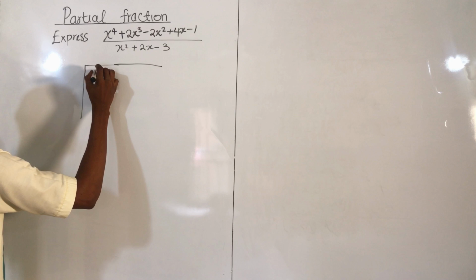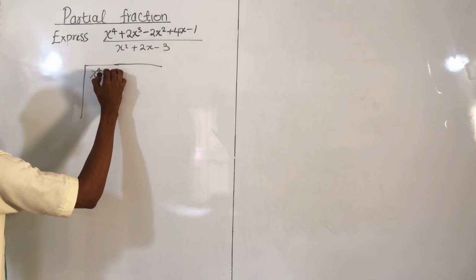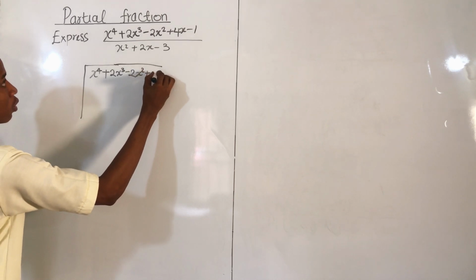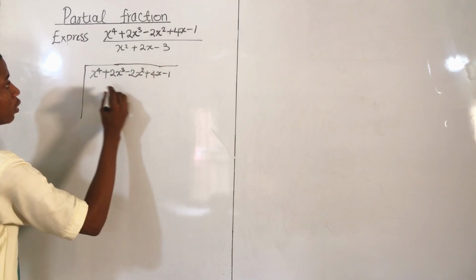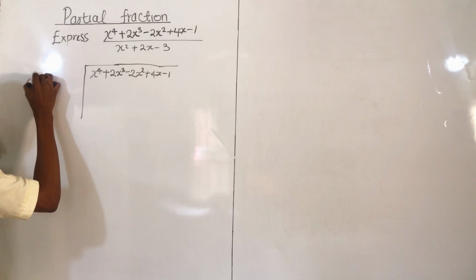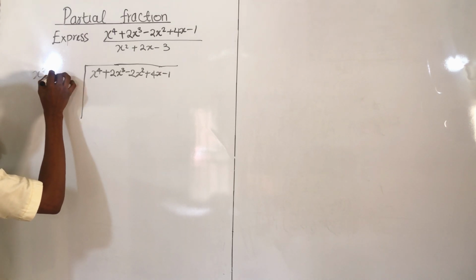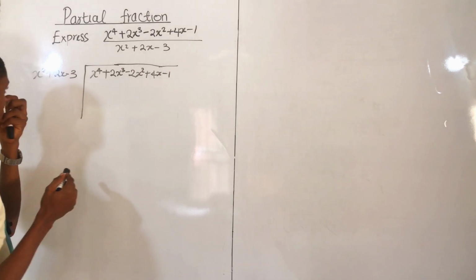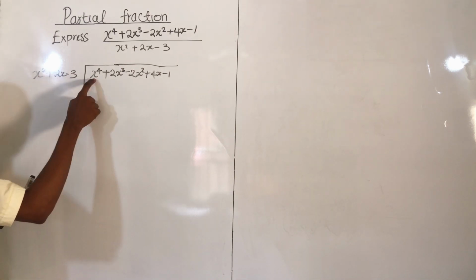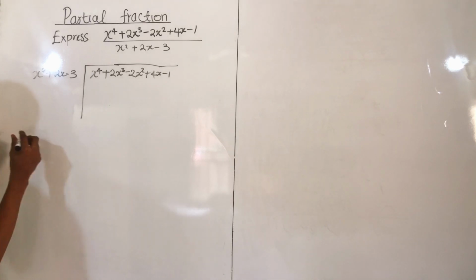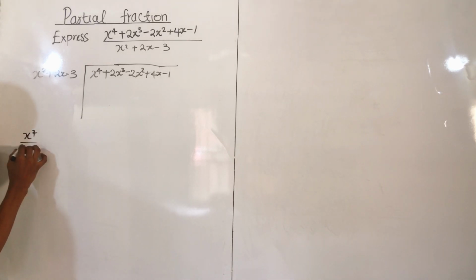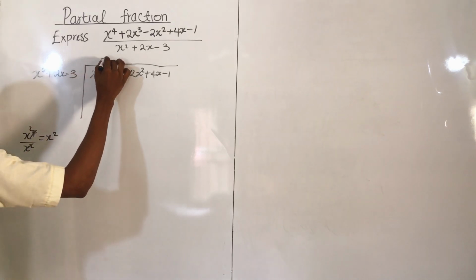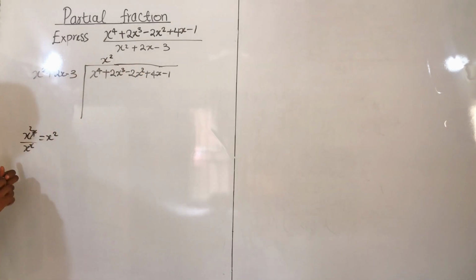We have x raised to the power 4 plus 2x cubed negative 2x squared plus 4x negative 1. Of course, the quotient is x squared plus 2x negative 3. A very simple concept. Use this to divide this. x raised to the power 4 divided by x squared will be x squared. So you're having x squared here. That is the first thing.